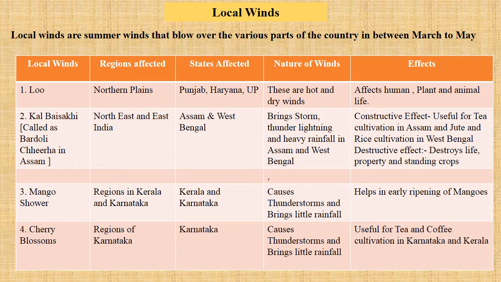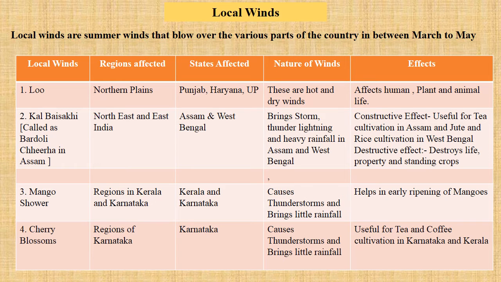So let's go to the third wind now. The third wind is mango shower. These are again the summer local winds which blow in Kerala and Karnataka. The states that are affected are Kerala and Karnataka. They cause thunder and little rain they give. They don't give heavy rainfall. They bring little rain. This little rain is useful for ripening of mangoes in Kerala and Karnataka, especially in Karnataka.